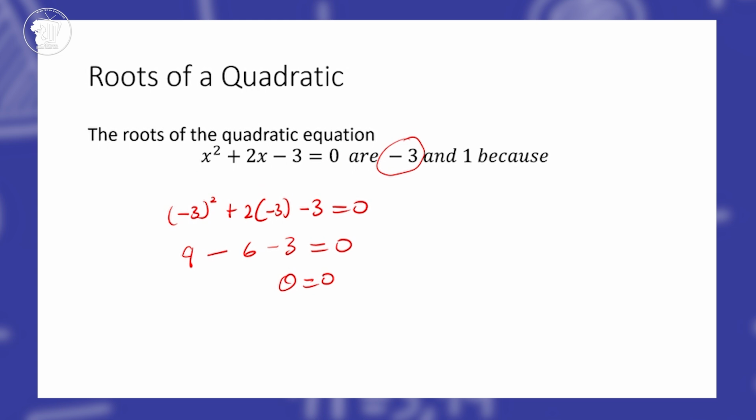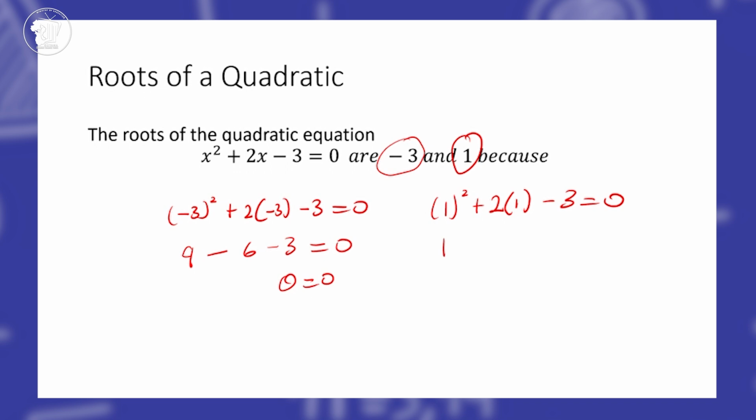So that means negative 3 is a root. Also, we said that 1 is a root, so 1 should do the same thing that negative 3 did. Instead of x squared, we'll have 1 squared plus 2 times, instead of x, we'll have 1, minus 3 is equal to 0.